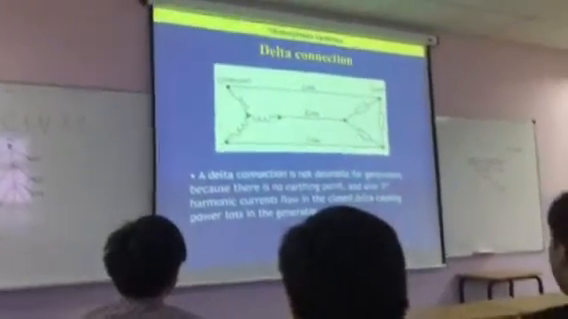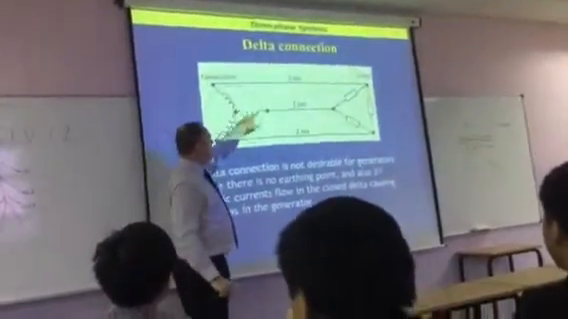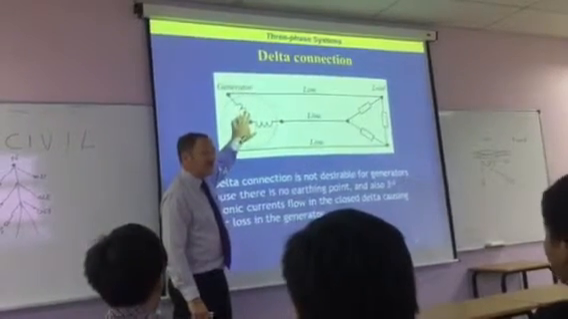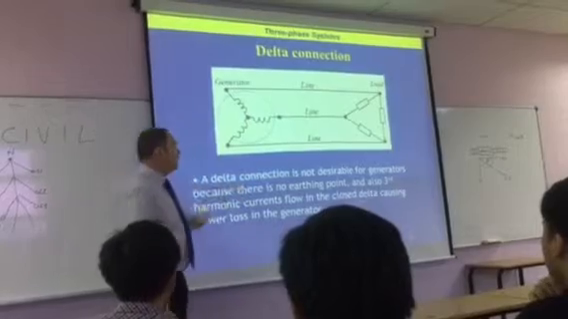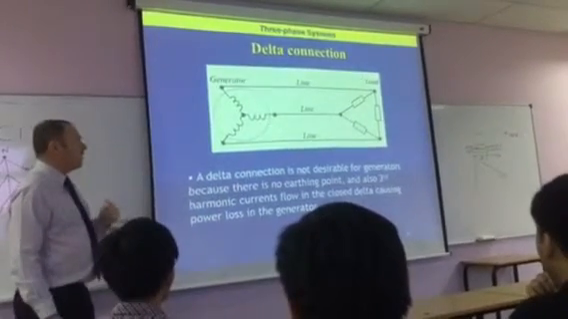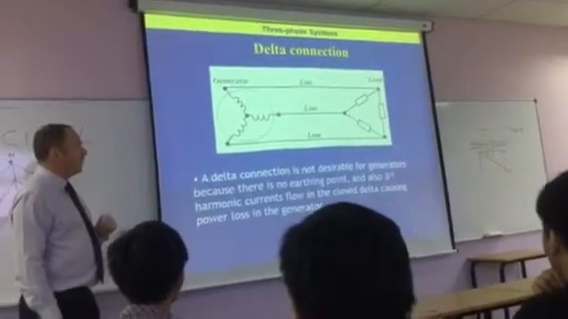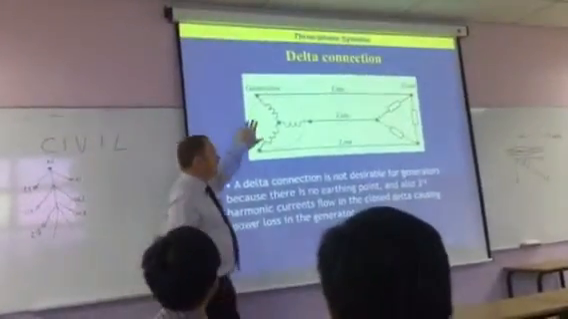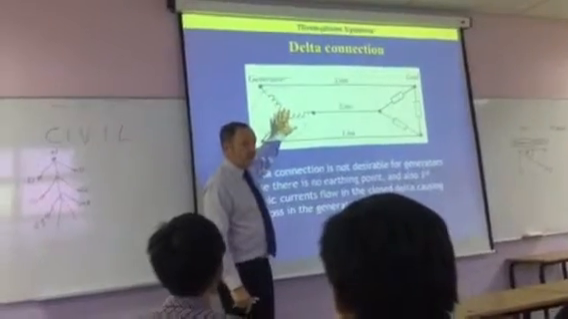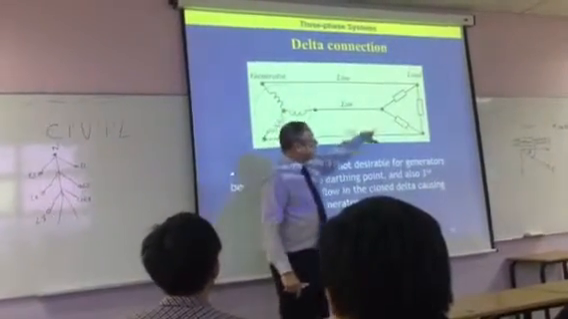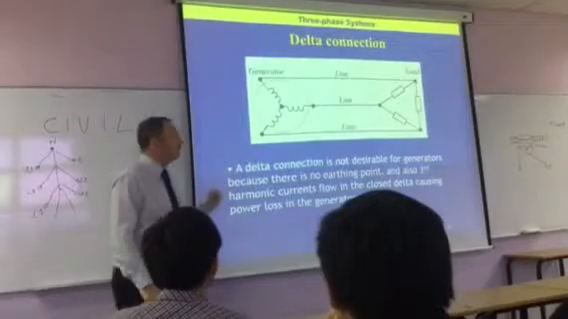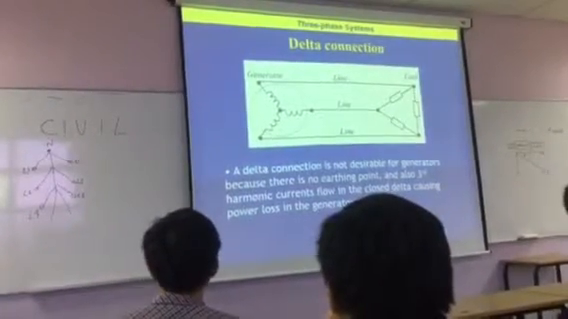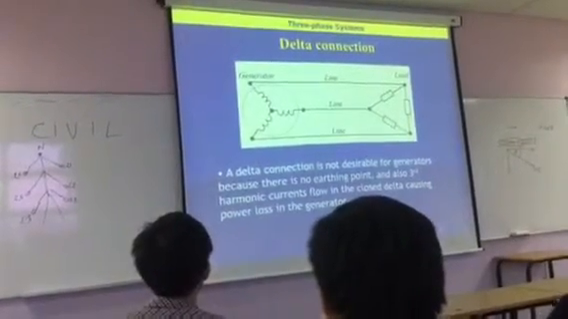Okay. Now, what we say is that when we're generating our power, we don't tend to use the delta arrangement. Okay? It's not desirable for generators because there is no earthing point, and also third harmonic currents flow in the closed delta causing power loss in the generator. So you will tend to find that generators will be a star arrangement or a Y arrangement. That's slightly different for the load, but that's basically, as I say, how they're connected together.